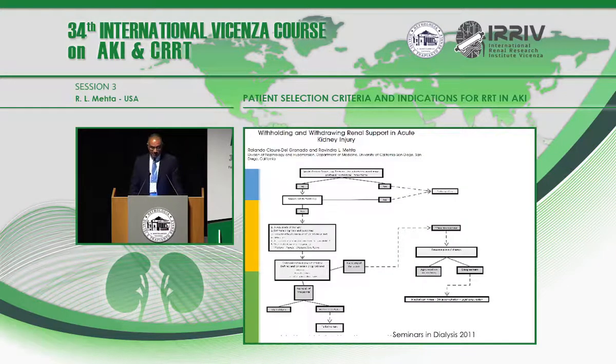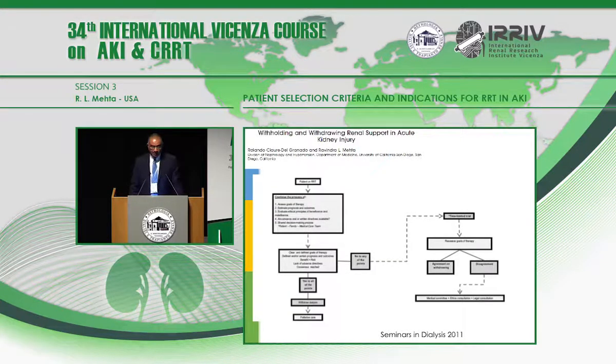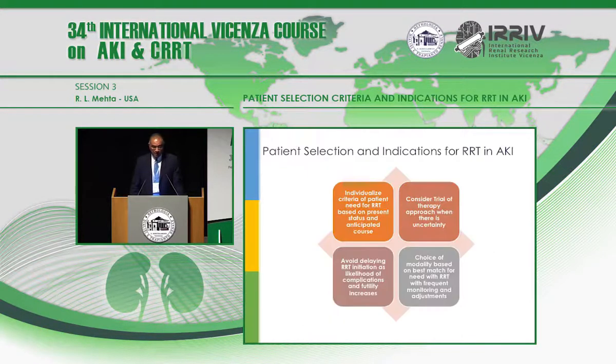We've demonstrated this in this review article, which I referenced for you that you may want to look at. It goes through an algorithm of how you might want to manage these patients, and also it works through an algorithm with respect to how one might want to be able to support these patients as we go along. So finally, what I'd like to suggest to you is that what we need is individualized criteria for patient need for RRT, which is based upon not only knowledge of the present status, but what the anticipated course is going to be. We do it intuitively.